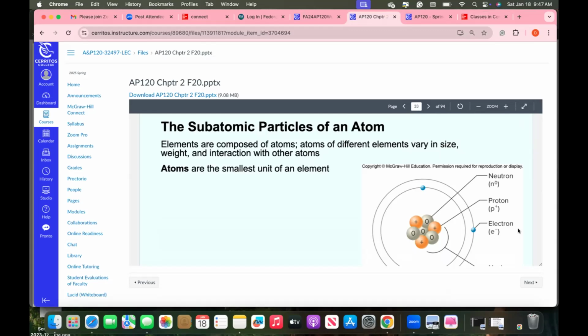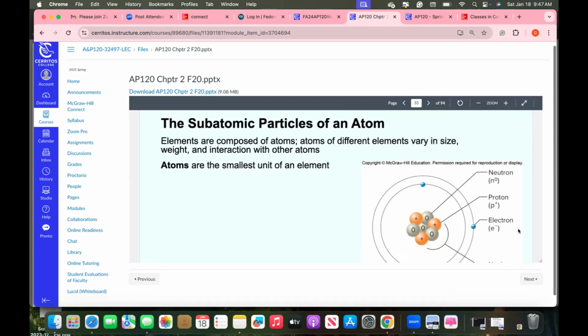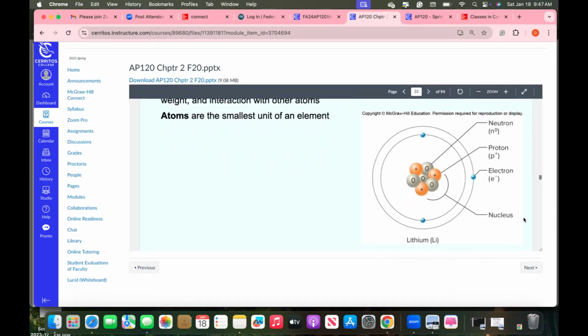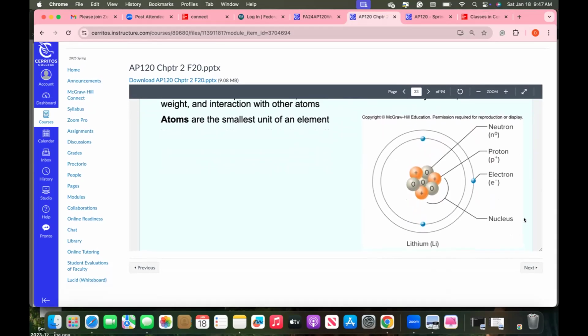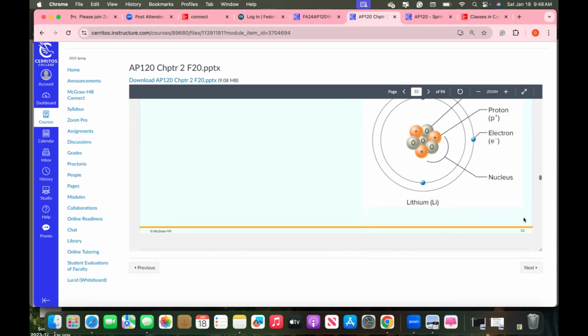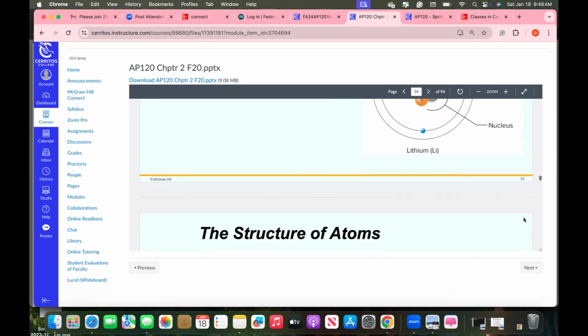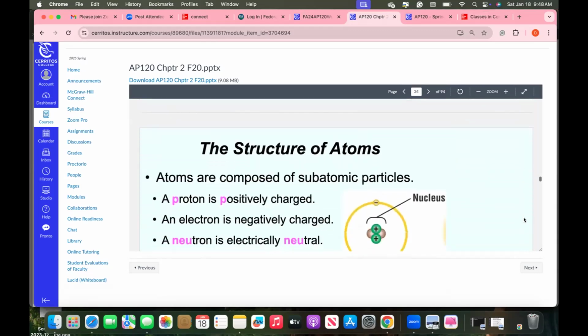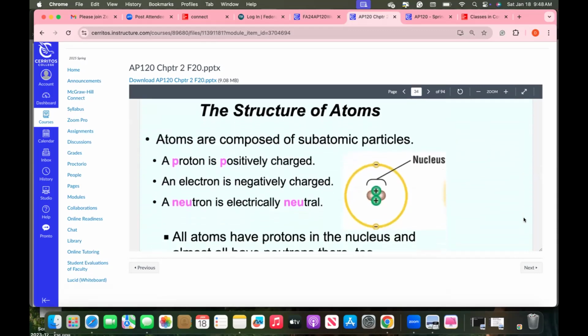Okay, here's your picture of lithium again with its 3 protons and 3 electrons. Okay, so we're rehashing lithium here. Atoms are composed of subatomic particles.